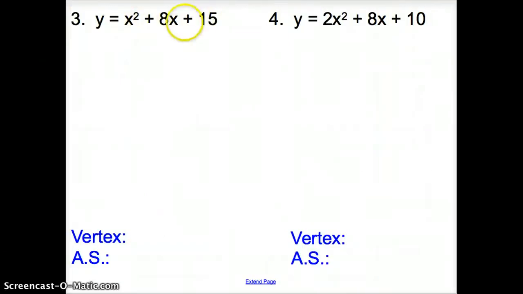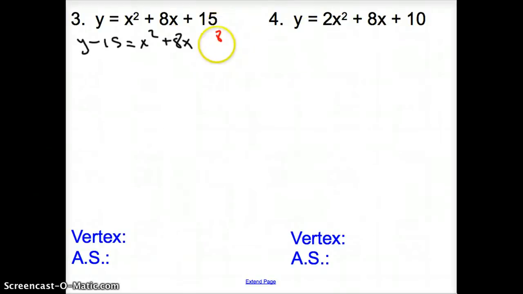Here in number 3, again, we have to subtract the 15 over to the other side. So it's y minus 15 equals x squared plus 8x. What's your next step? You have to divide your b term by 2, square it, and add it to both sides.